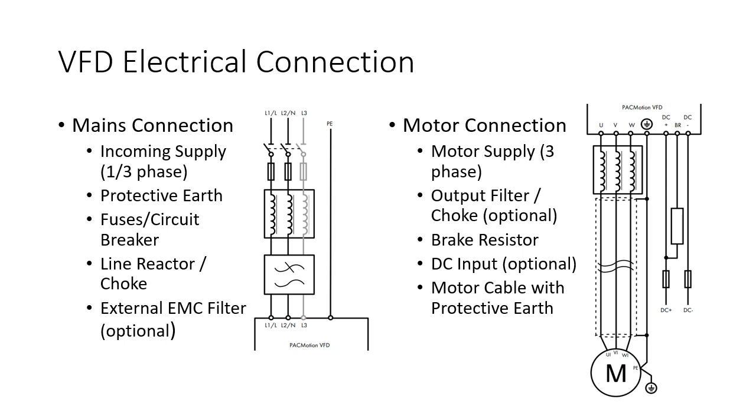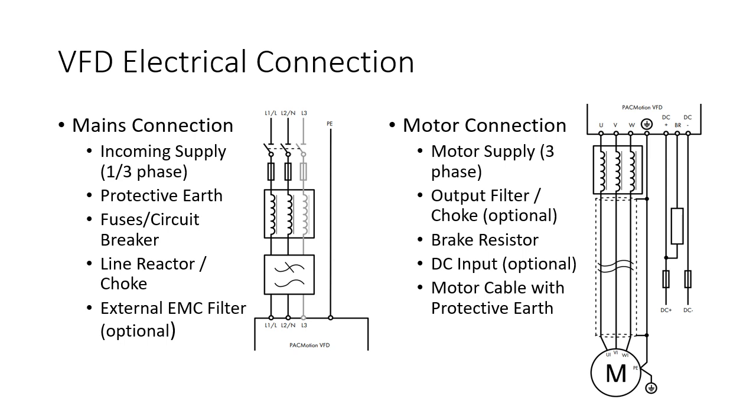Now the VFD is an electrical device, so it needs an electrical connection, and there are two sides to the electrical connection. There's the mains connection and then there's the motor connection. So on the main side we have the incoming supply. It is possible to feed the VFD with single phase, but most VFDs would be supplied with a 3-phase input. So we have live 1, live 2 and live 3, or for single phase there would be live 1 and neutral. There's also a protective earth.